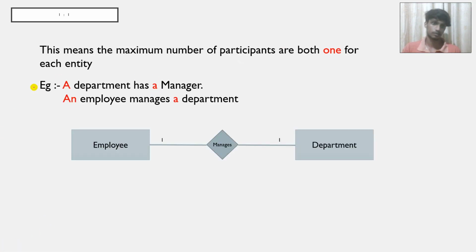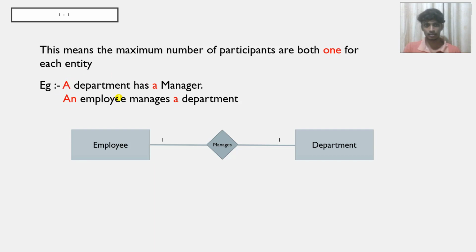So 1 to 1 means the maximum number of participants is 1 for each entity. So this is the point. Here I have been given an example: a department has a manager, and an employee manages the department.